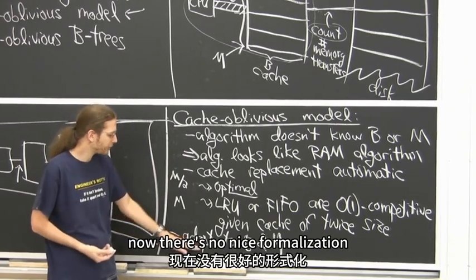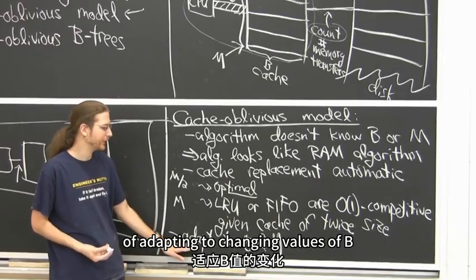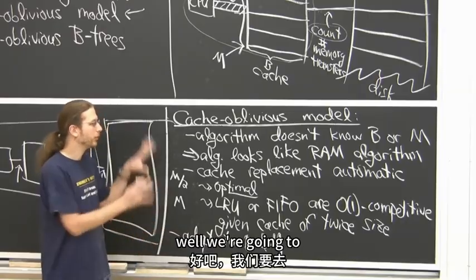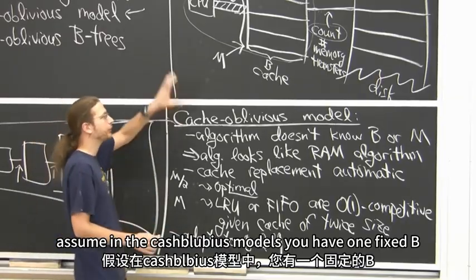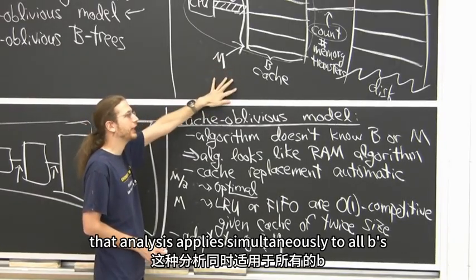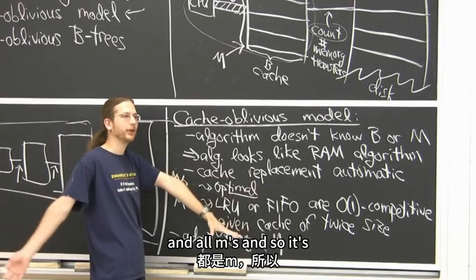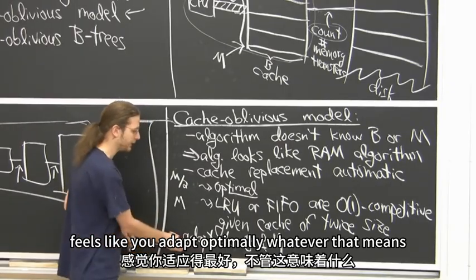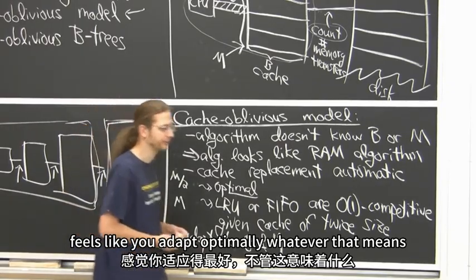Now, there's no nice formalization of adapting to changing values of B and M. That's kind of an open problem to make explicit what that means. What we're going to assume in the cache oblivious model is one fixed B, one fixed M. We analyze relative to that. But of course, that analysis applies simultaneously to all Bs and all Ms. And so it feels like you adapt optimally, whatever that means.